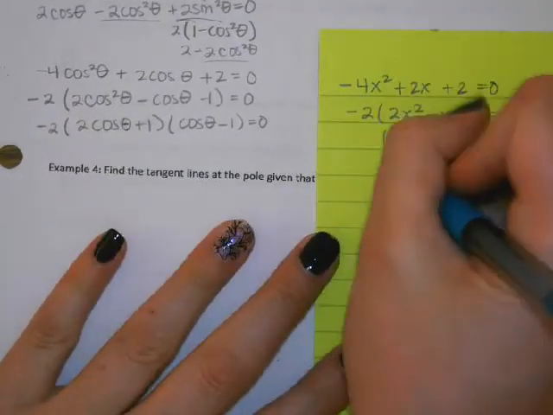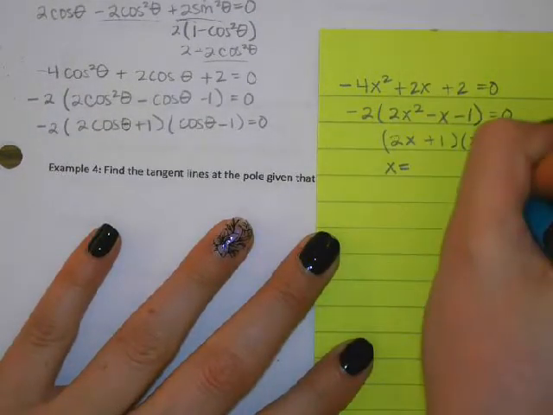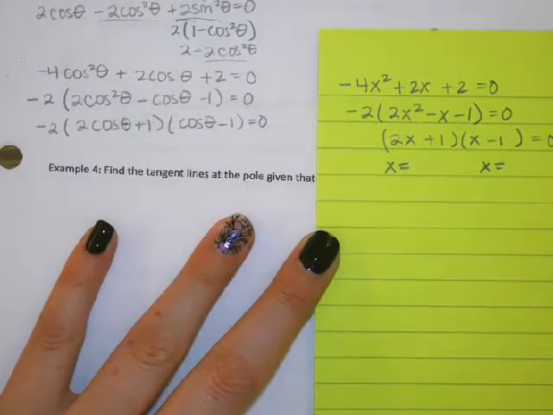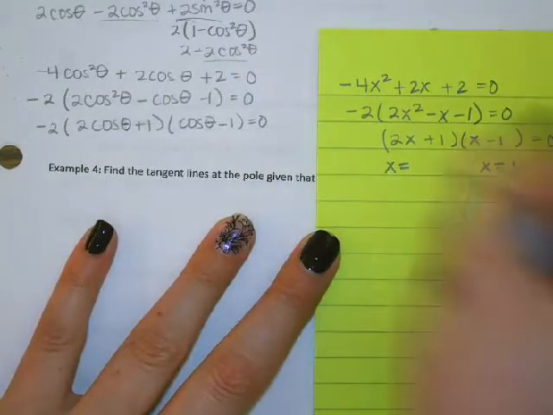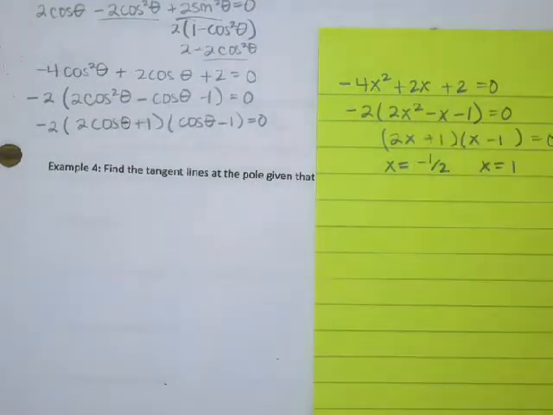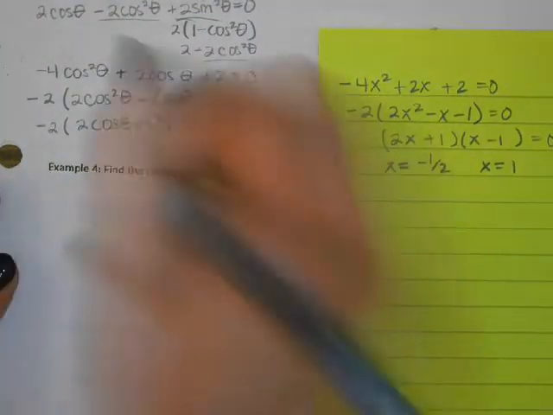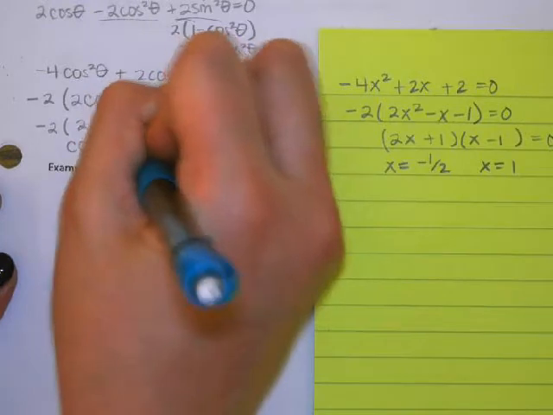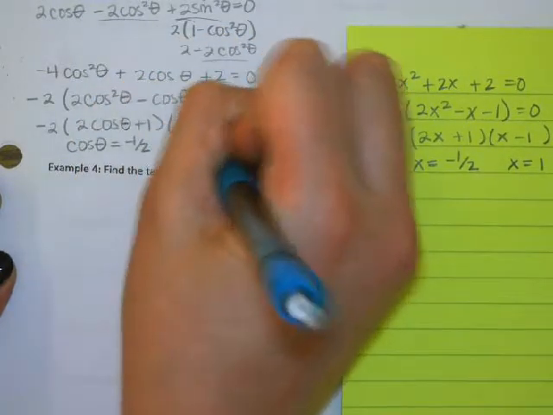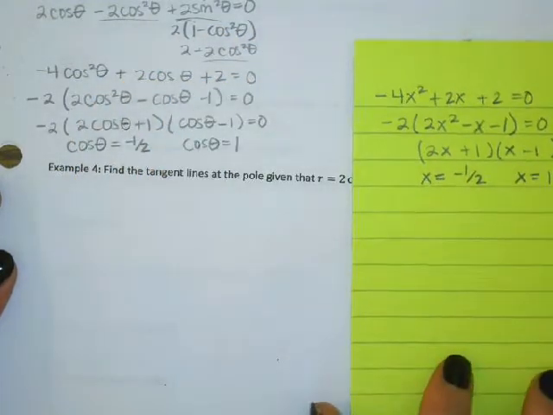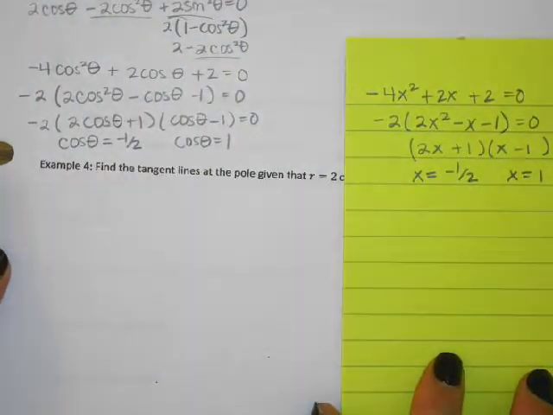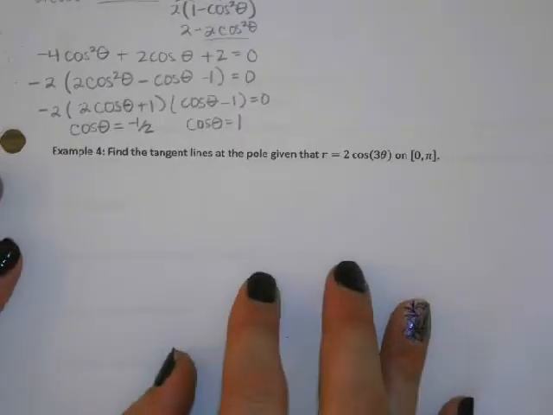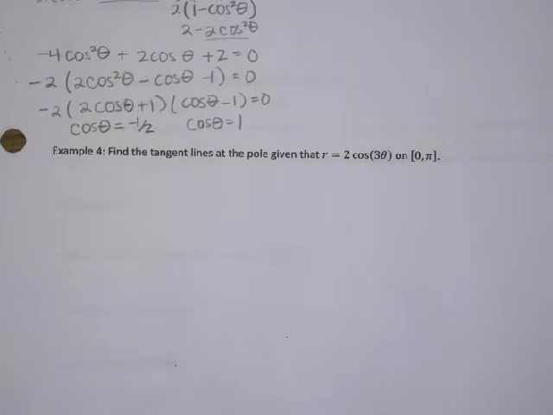And if you guys were solving this problem, what would you say? X equals 1/2. X equals -1/2. X equals 1. There we go. Okay. So here we're going to say cos theta equals -1/2. Cos theta equals +1. Now, for this problem, we do have to solve for theta.